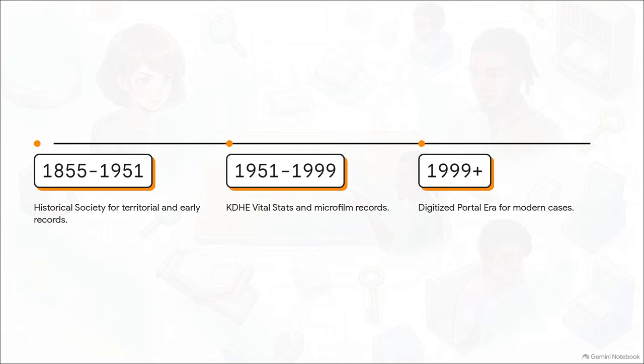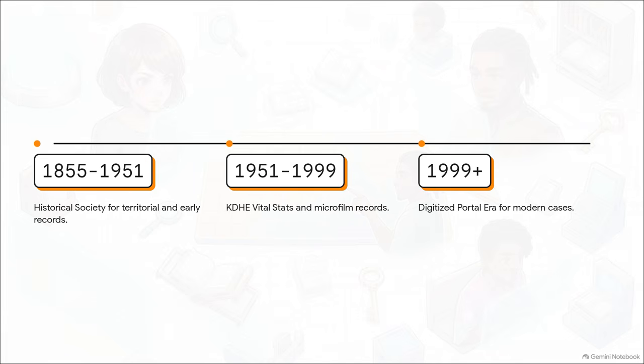And this brilliantly illustrates how the actual year of the divorce dictates exactly where you need to look, which is absolutely crucial for historical or genealogical searches. If you're looking for territorial or early state records, we're talking 1855 to 1951, you need the Kansas Historical Society. Then, in July 1951, the state mandated that copies of proceedings be filed with the KDHE. And finally, if you're looking for modern records, so roughly from 1999 all the way up to the present, you're in the digitized portal era.